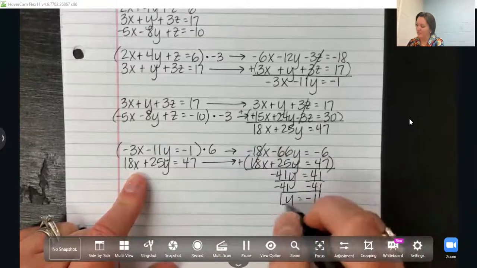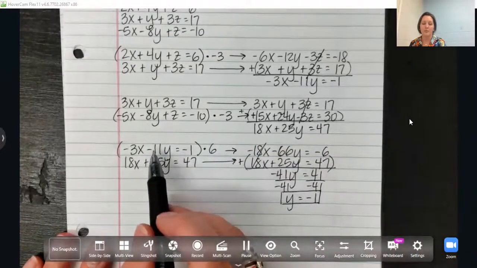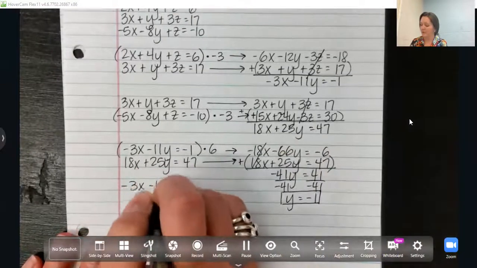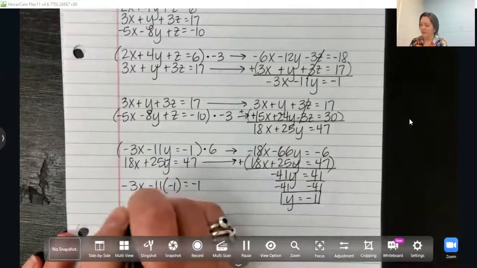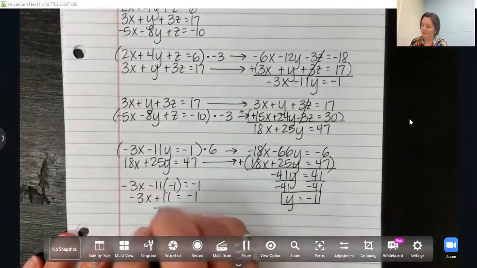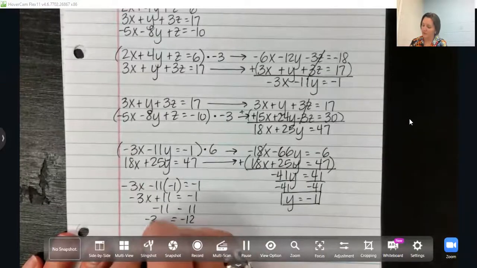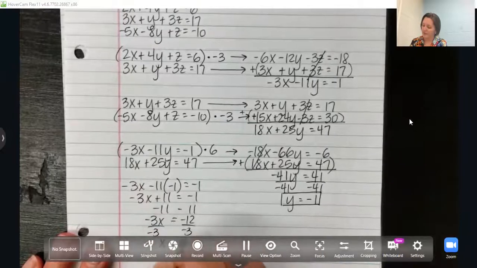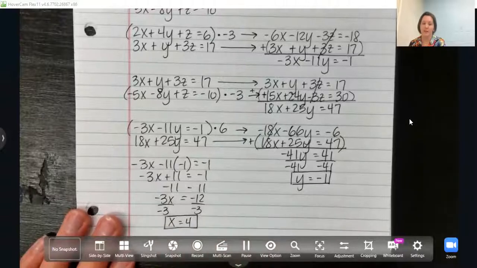That's good for us. Once we get our y, we're going to go back to the equation with two variables and plug in that y value. So negative 3x minus 11 times negative 1 equals negative 1. So we have negative 3x plus 11 equals negative 1. Subtract 11 on both sides, and we get negative 12 equals negative 3x. Divide by negative 3, and x equals positive 4. That's great.